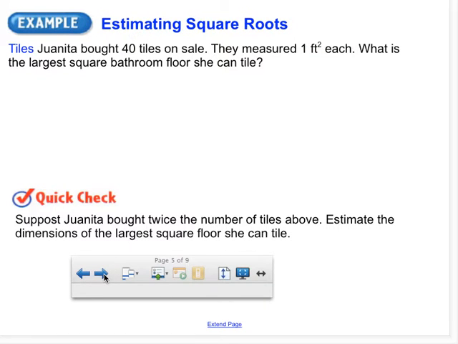Juanita bought 40 tiles on sale. Okay, think about the key concept I brought up and backtracked to. They measure a square foot each. What is the largest square bathroom floor she can tile? Think about what I showed you earlier. Back to this problem.